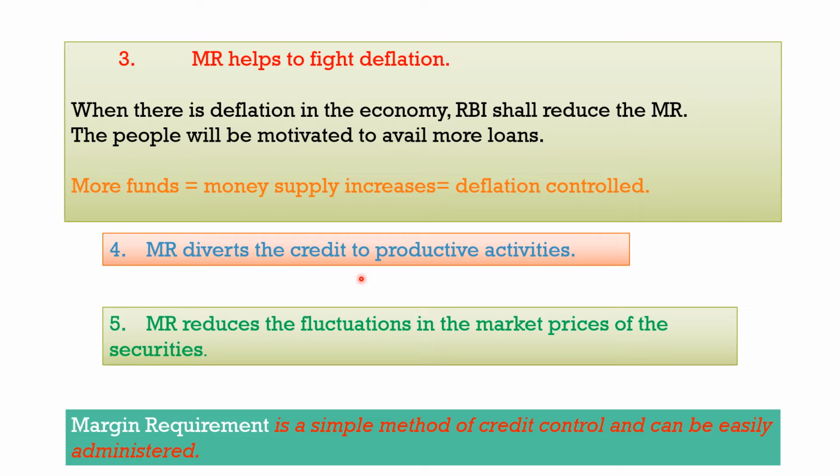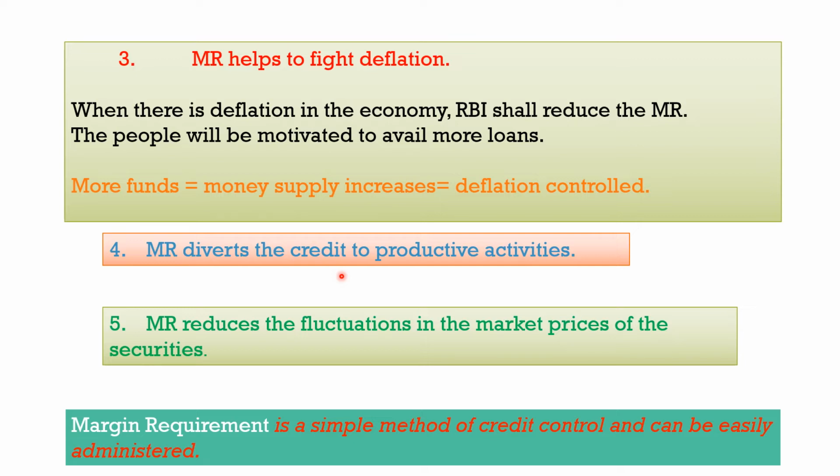Now there is nothing personal in it, but here favorable means that the central bank thinks that this particular sector will help the economy to grow. That particular sector is considered favorable here. That's why I use the word favorable. So it diverts the credit to productive activities, to the productive areas, and to the particular sectors where RBI wants to focus.